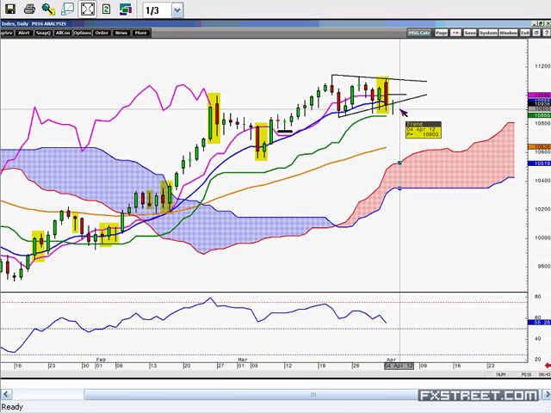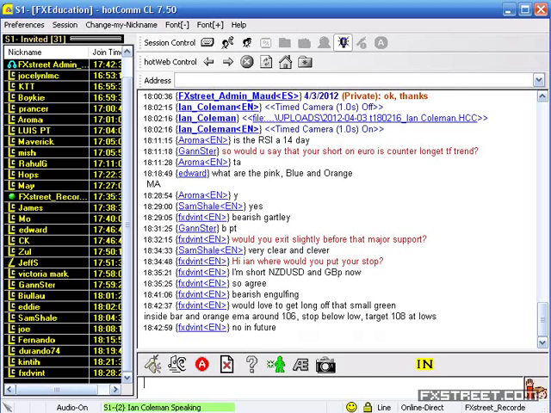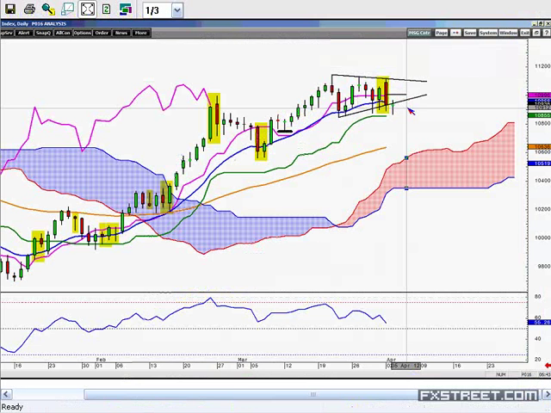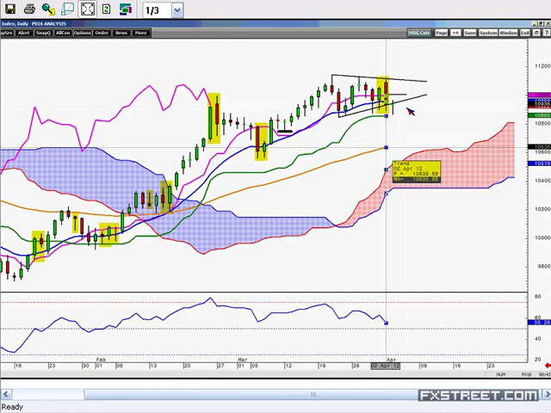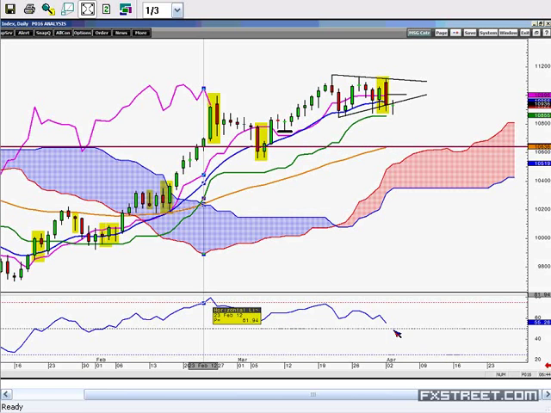Yes. Again, it's a bit of hindsight, isn't it? You know, we can all look at charts and say, well, that's where I would have gone long, or that's where I would have gone short. Oh, sorry. Would love to get long off that small green inside bar and orange EMA here. This area. Yeah, a great area. This is a great area of support here. Okay. We've got cloud. We might breach the 50 RSI.